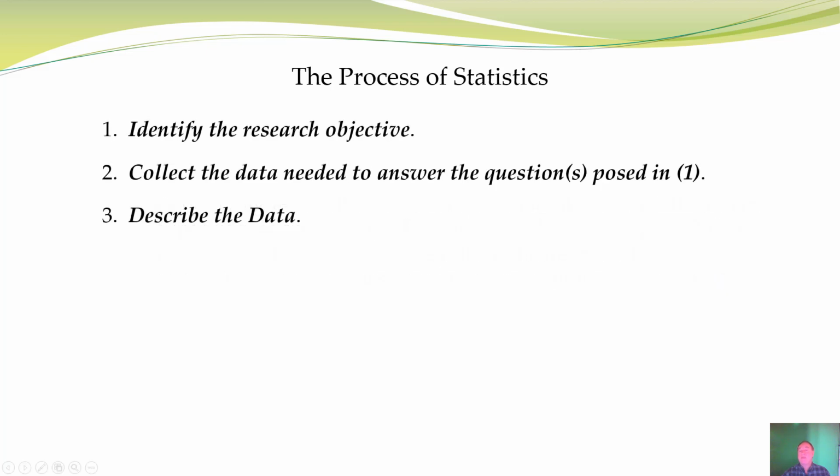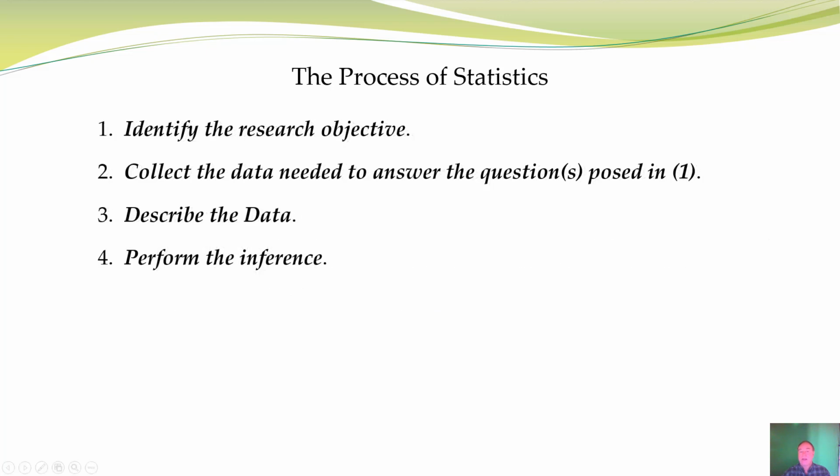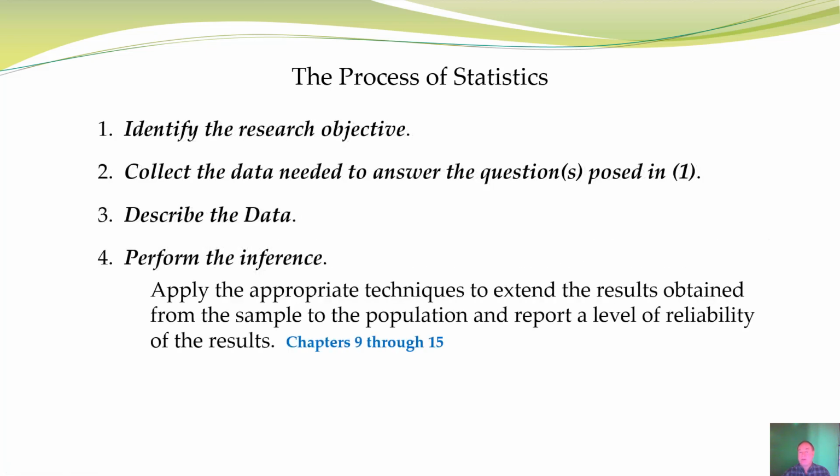Third, describe the data. Descriptive statistics allow the researcher to obtain an overview of the data and can help determine the type of statistical methods the researcher should use. We'll talk about this in chapters 2 through 4. And finally, perform the inference. Apply the appropriate techniques to extend the results obtained from the sample to a population and report the level of reliability of the results. We'll talk about this in chapters 9 through 15.